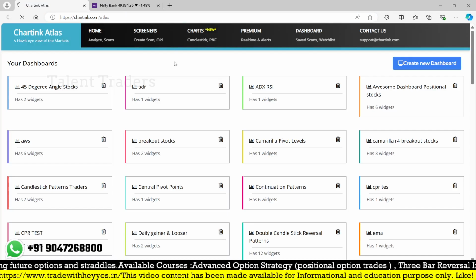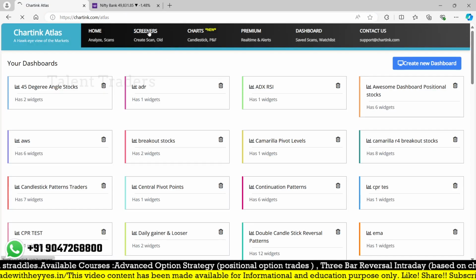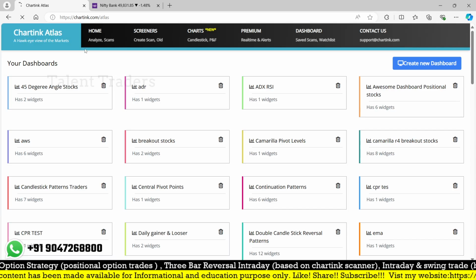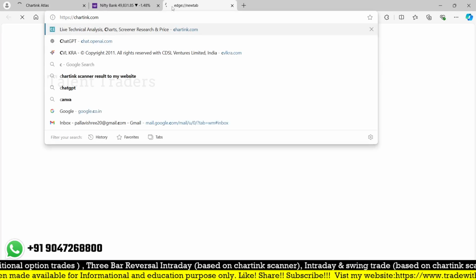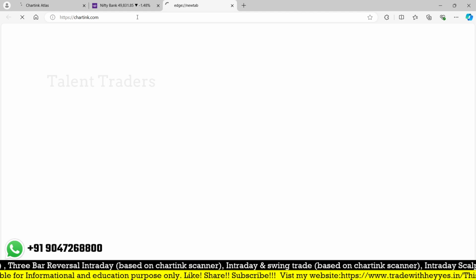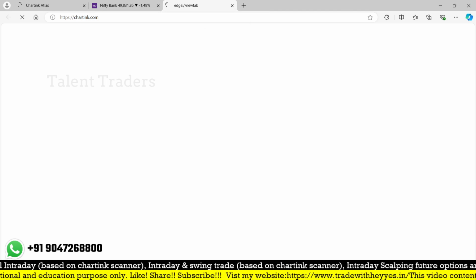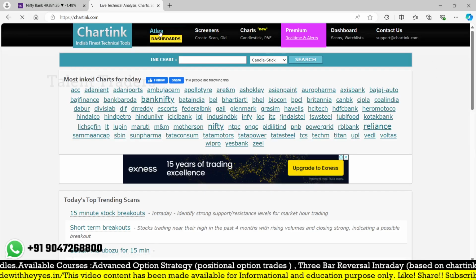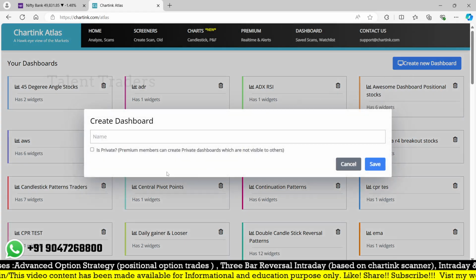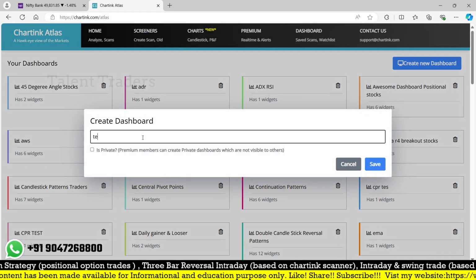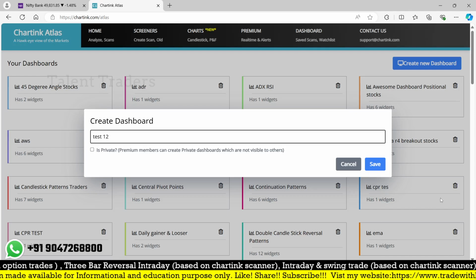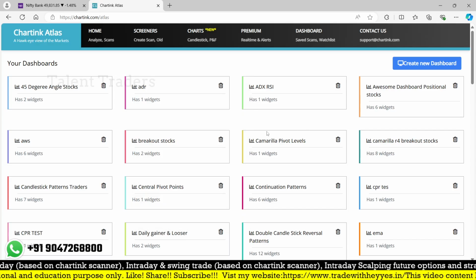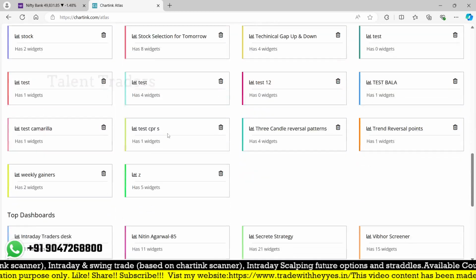It is not able to do it. Just a moment. You need to create a dashboard, whatever name you want. I think my internet is slow, so the charting is loading slowly. Just wait. Just go to the Atlas. You need to create a new Atlas, or create a new dashboard, maybe test one, two. Let me save this dashboard, and then I'm making that dashboard test one, two.